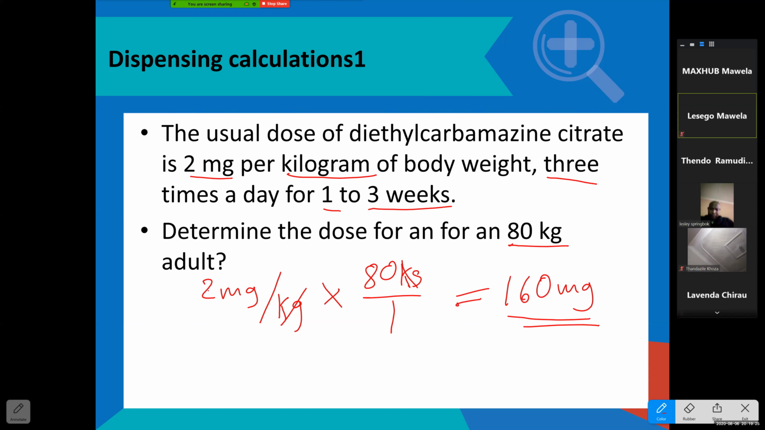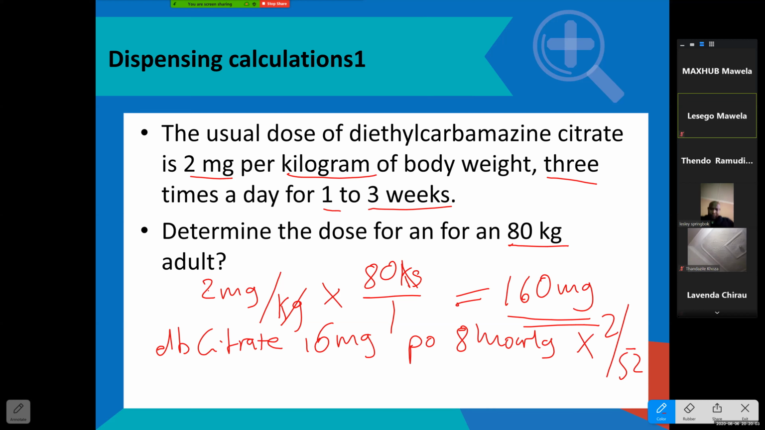So your prescription will then say, I'm going to just take a shortcut and say DB citrate, 160 milligrams per os, 8 hourly. So that's how you would give it. And you can say, let's say we're giving it for 2 weeks, then it will be 2 over 52 weeks. So we are saying this is 2 weeks. Are we together?